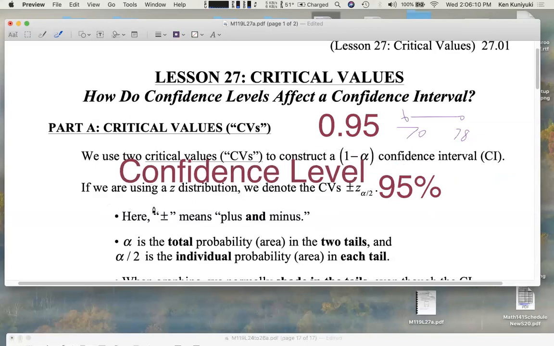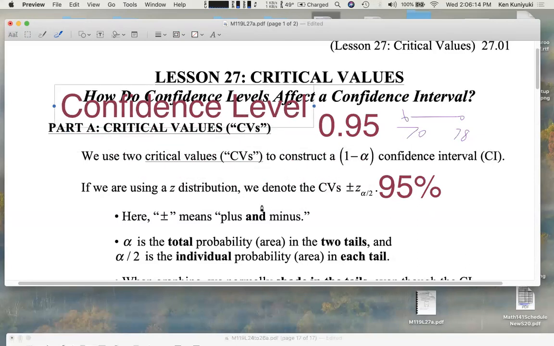All right, now if we're using a Z distribution, then we denote these critical values, which again are the key numbers from the distribution, like Z, that we're going to use to construct these confidence intervals. These critical values are going to be denoted by plus or minus Z sub alpha over 2, or half alpha. Wow, why is that?